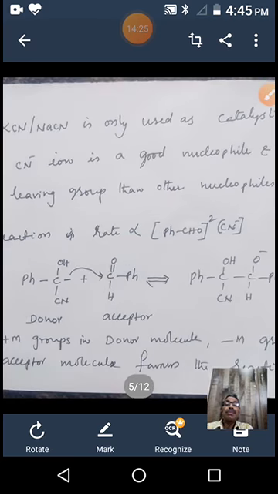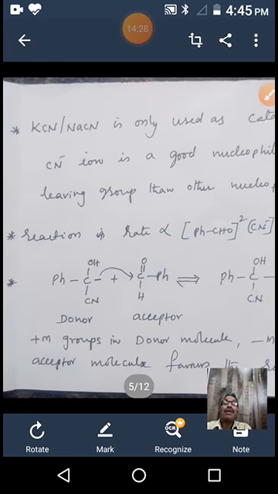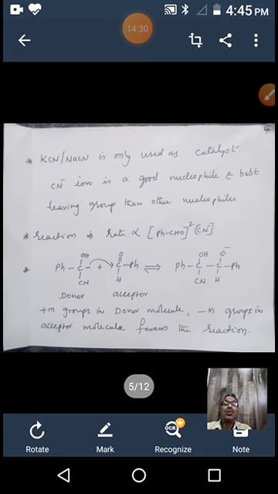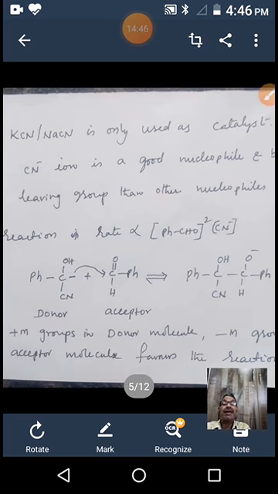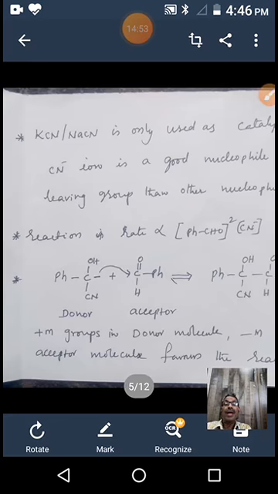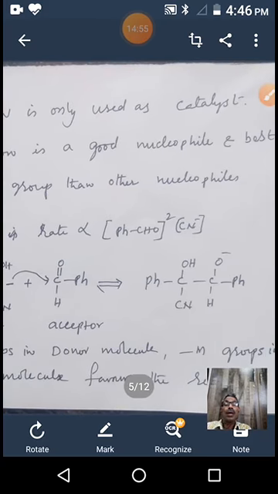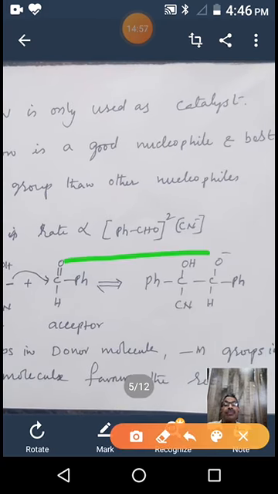So some characteristic points. Potassium cyanide or sodium cyanide is used as a catalyst in this reaction. Not only KCN, we can use NaCN also. Anyhow, these compounds generate cyanide, which is a good nucleophile and the best leaving group. This is a very important point. So the reaction rate is proportional to... You see, this is the rate equation.